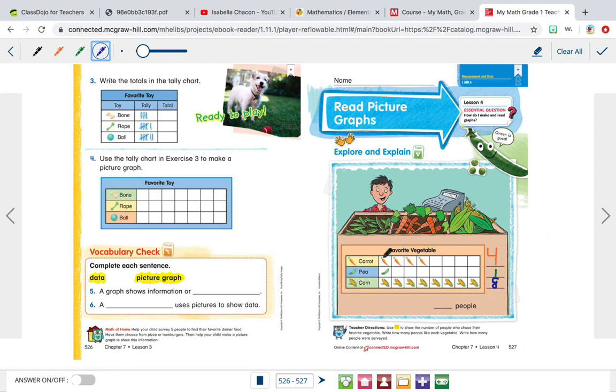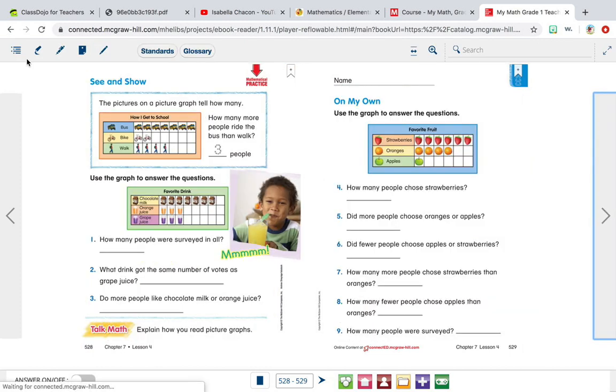So that's how we read picture graphs, because each picture, it could be a picture of a carrot, it could be a picture of a pea. You may say, oh, well, why are there 4 carrots here? Each picture means that 1 person voted on it. So because there are 4 carrots, 4 people like carrots. If there's 1 pea, that means 1 person likes peas. Because there are 8 pictures of corn, that means 8 people like corn. So that's how you read picture graphs. Each picture means that 1 person voted on it. So let's go to the next page.